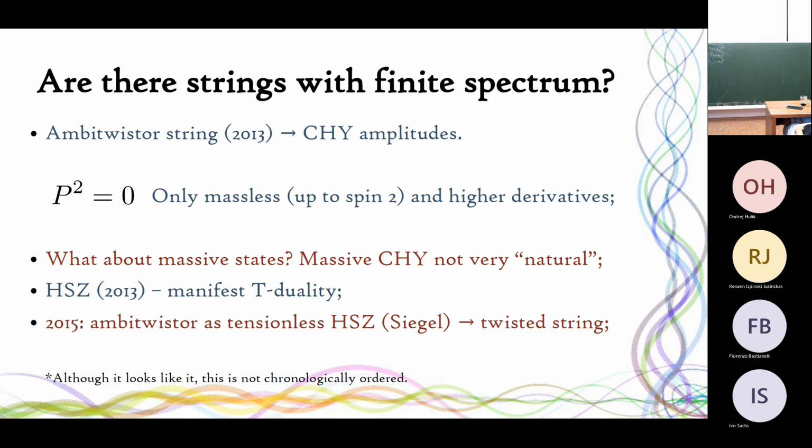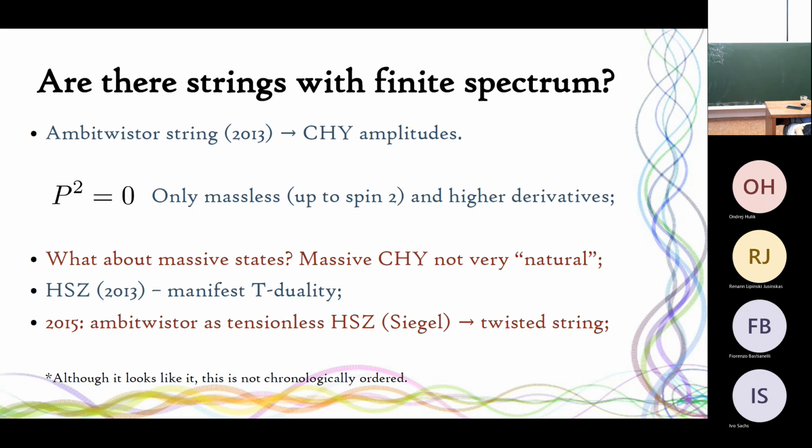Okay, then. To come back to the question that I mentioned at the beginning, are there strings with finite spectrum? And there are. One of them is this amplitude string. It was discovered in 2013, and it came out of the so-called CHY amplitudes. CHY amplitudes are a way to describe scattering amplitudes using some integration over a Riemann sphere. So you can map any scattering amplitude of any masses you want in terms of an integration over a Riemann sphere. And this is a very close connection to string theory, right?